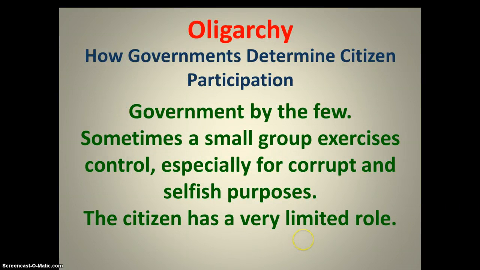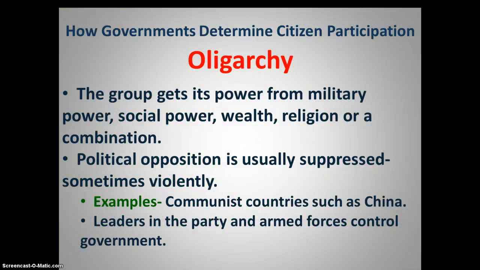Oligarchy is government by the few. Sometimes a small group exercises control, especially for corrupt and selfish purposes. The citizen has a very limited role. The group gets its power from military power, social power, wealth, religion, or a combination. Usually, political opposition is suppressed, sometimes violently. Examples: communist countries such as China, where leaders in the party and armed forces control the government.